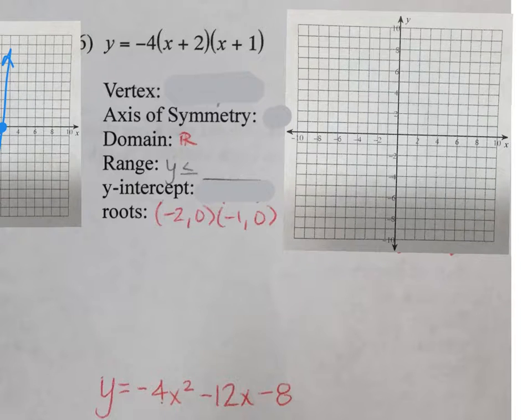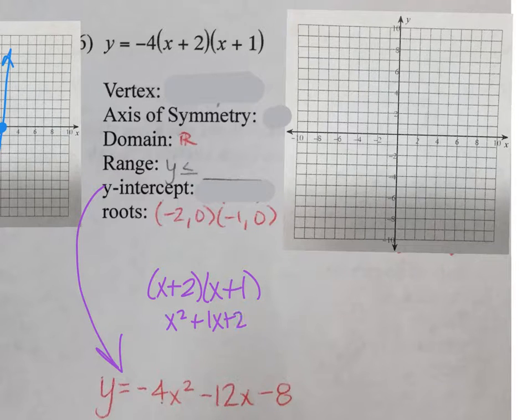My y-intercept I'm going to get from multiplying. Notice that I went ahead and did that. And when you multiply, you have to ignore the -4 for a minute, which means the first multiplication problem you do is x plus 2 times x plus 1, which gives you x squared plus 1x plus 2x plus 2. And then we distribute the -4 and combine like terms. So make sure that you haven't skipped those steps. We do all that work to get our y-intercept of -8, so that's 0, -8.